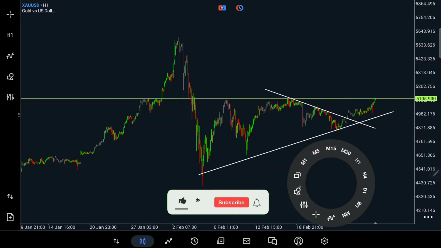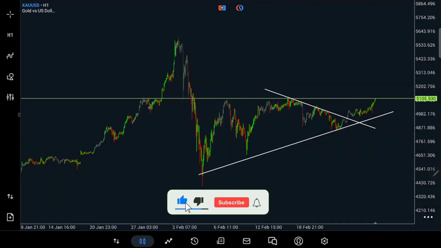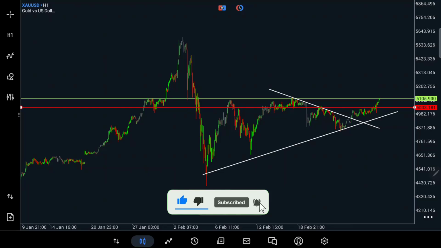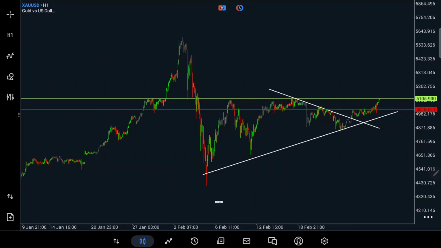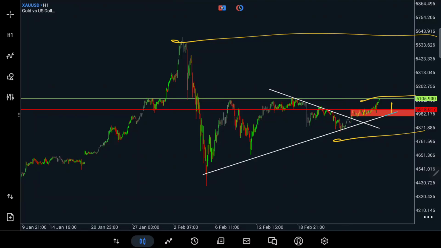And if I want to draw another support area over there, as you can see, that particular area is our support area. So where we can buy for now, we can buy at that particular area. Our SL should be below that particular area and our TP should be there. So you may take entry here, okay, SL here, TP here.